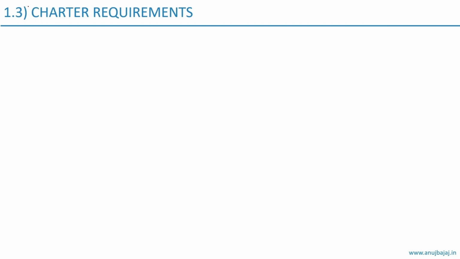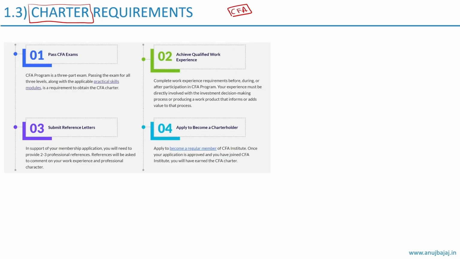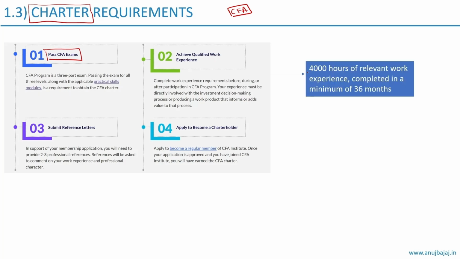Let us look at the requirements to obtain the CFA charter. Obtaining the CFA charter lets you use the CFA designation after your name. So the first thing which is required is to clear all the 3 levels of CFA. Then you are required to complete 4,000 hours of relevant work experience. Work experience is considered relevant only if you are directly involved in the investment decision making process, and the 4,000 hours must be completed in a minimum of 36 months.